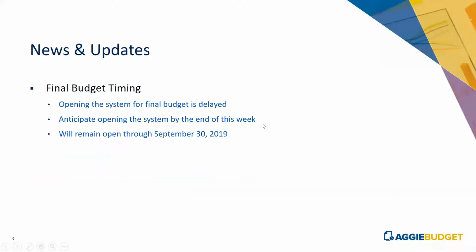All right, so news and updates. You guys may all be wondering when final budget is going to be open for entry. So we did have a couple of delays. However, we do expect that will be resolved, and we will have the system open for edit by the end of this week. And then we will leave the system open for editing through September 30th. So on October 1st, we will close the system and begin preparing for Q1 reporting. If you have any questions, again, check with your department admin, your BIA analyst.